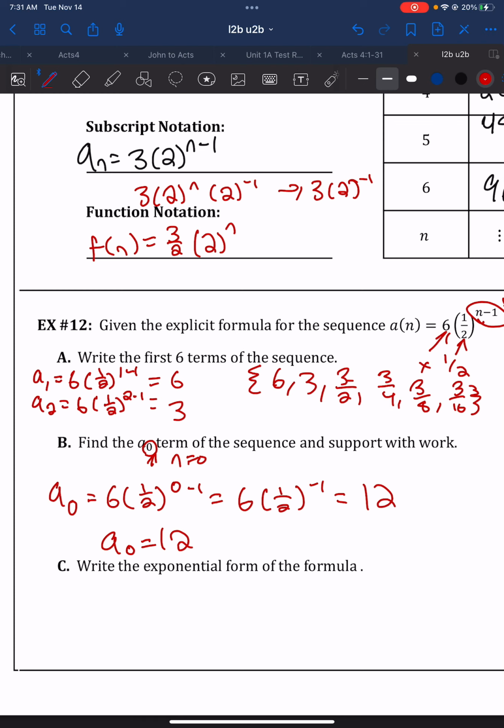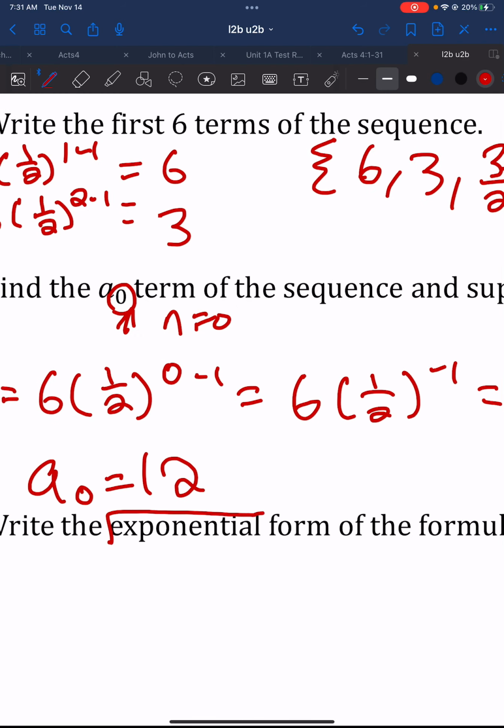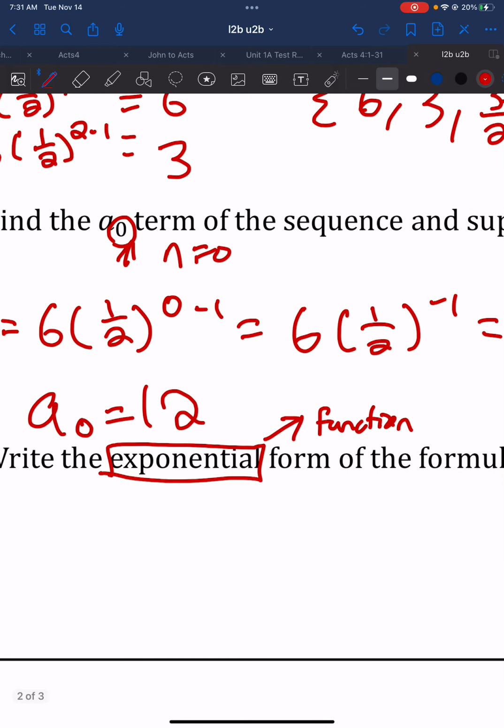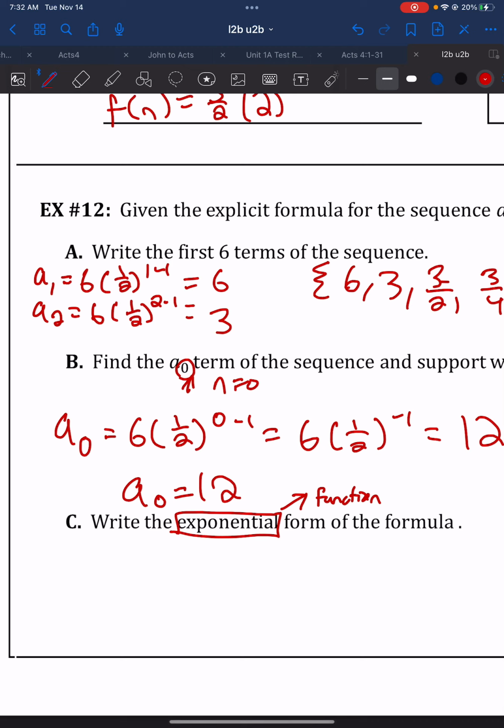And then writing the exponential form of the formula. This exponential form hints to you that it wants it in function form. So exponential denotes that it's in function form. You're not writing it in the sequence form, not a sub n, you're writing it as f of n. Remember, it's just writing exactly what I had before. My first term is 6 times 1/2 to the n minus 1.